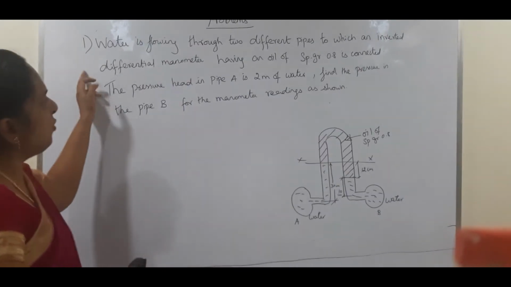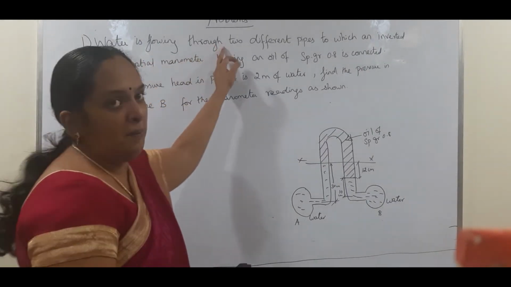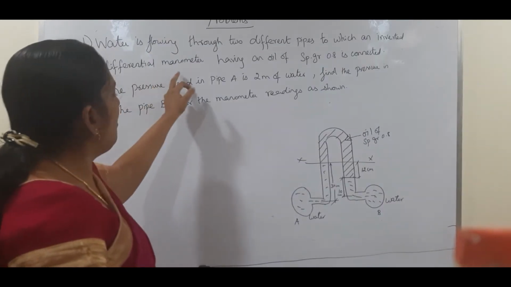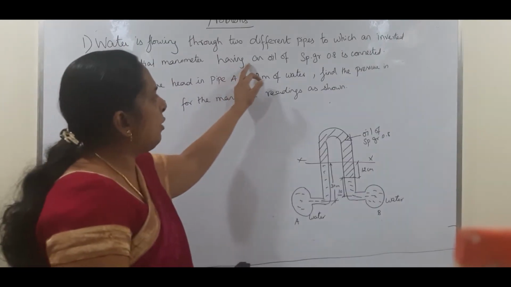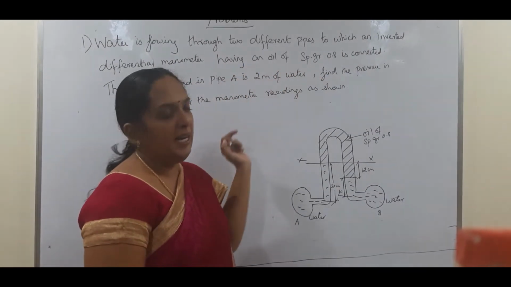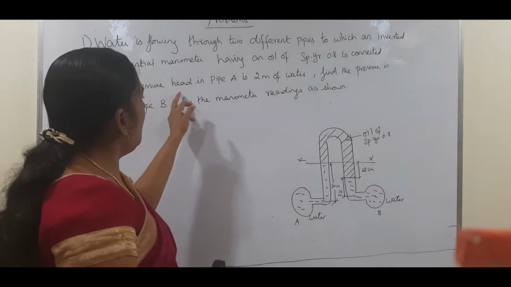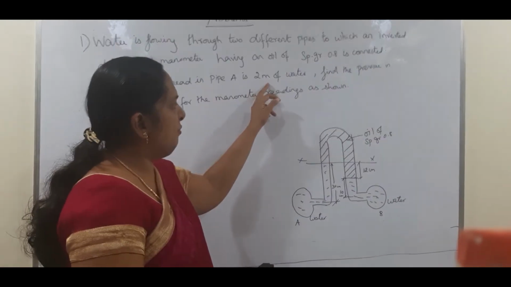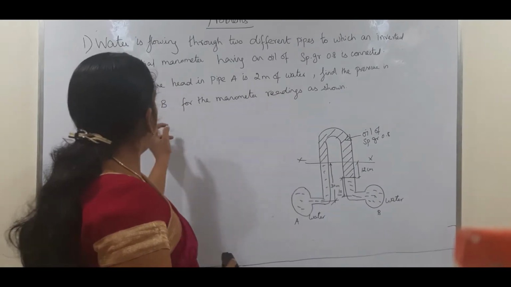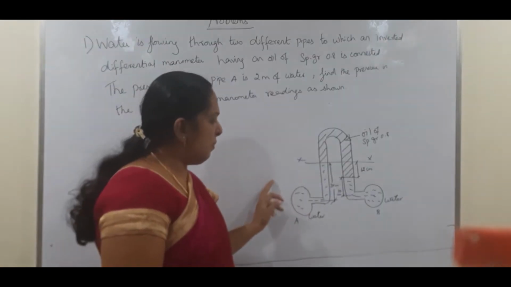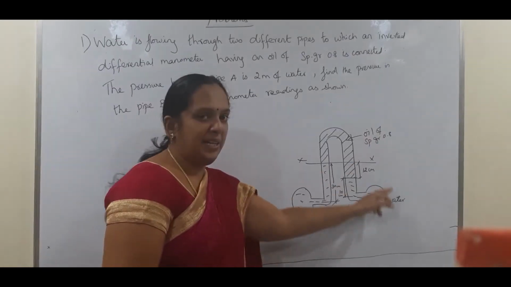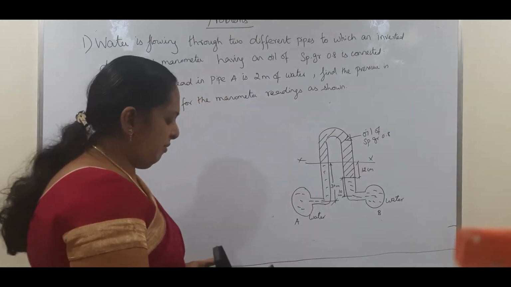Here water is flowing through two different pipes to which an inverted differential manometer having an oil of specific gravity 0.8 is connected. The pressure head in pipe A is 2 meter of water. Find the pressure in the pipe B for the manometer readings as shown. So in this problem also they have given you directly the figure. Okay, so here, it is an inverted U-tube manometer.